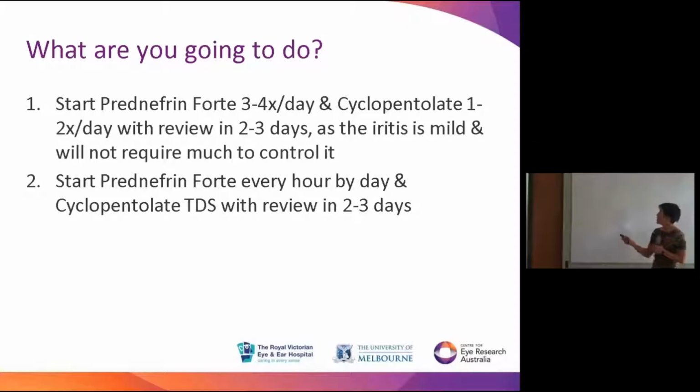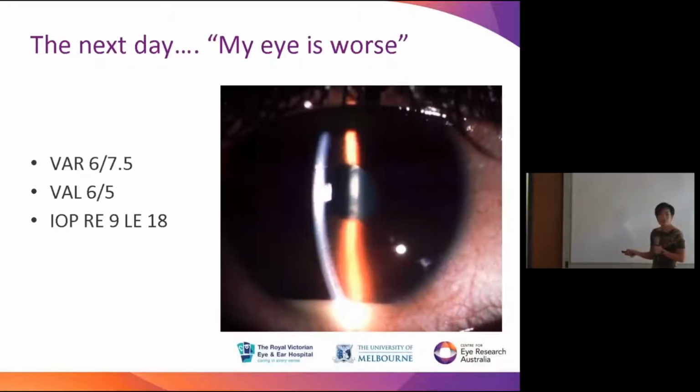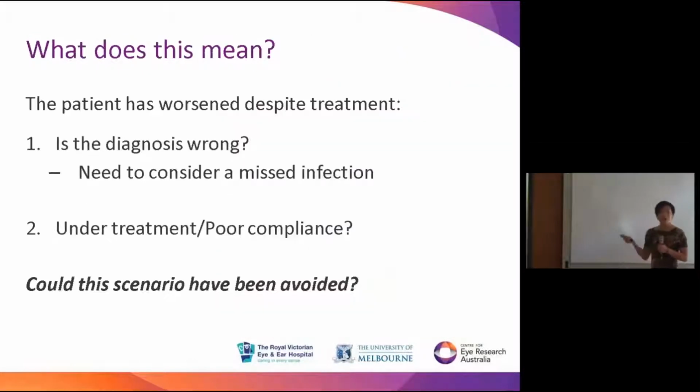Now, if you chose number 1, 3 to 4 times a day drops, 1 day later he comes in, he says, my eye's a whole lot worse, vision's down, he's got a hypopyon now. So this now puts you in a pickle. What does this mean? Does it mean that this patient has clearly worsened despite starting treatment of pred forte 3 to 4 times a day? Have I got the diagnosis wrong? Have I missed an infection? Or is the patient being undertreated? Is he not taking his drops?